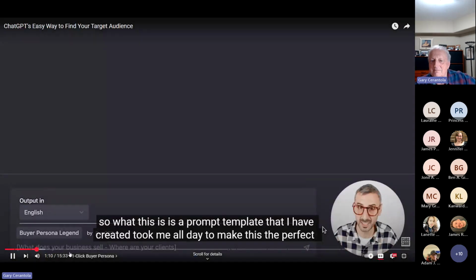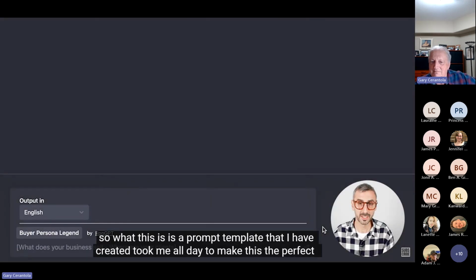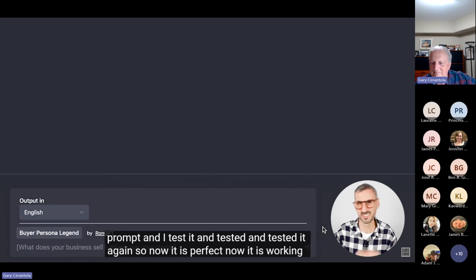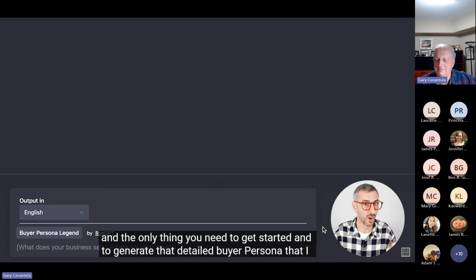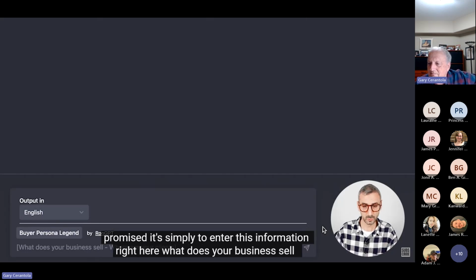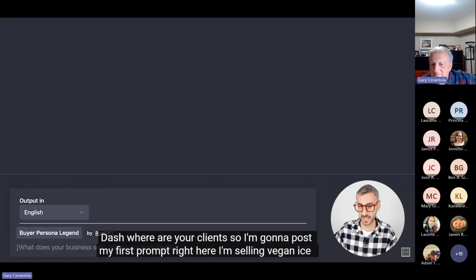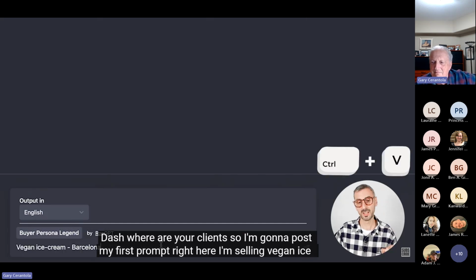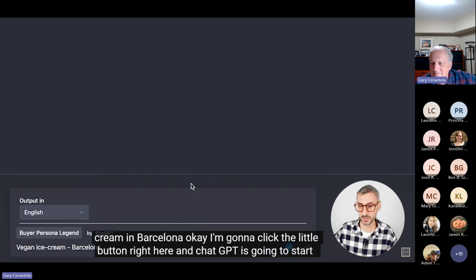So this is a prompt template that I have created. It took me all day to make this the perfect prompt, and I tested and tested and tested it again. So now it is perfect. Now it is working. And the only thing you need to get started and to generate that detailed buyer persona that I promised is simply to enter this information right here. What does your business sell? Dash, where are your clients? So I'm going to post my first prompt right here. I'm selling vegan ice cream in Barcelona.